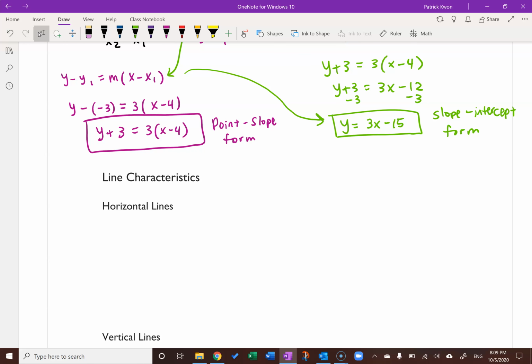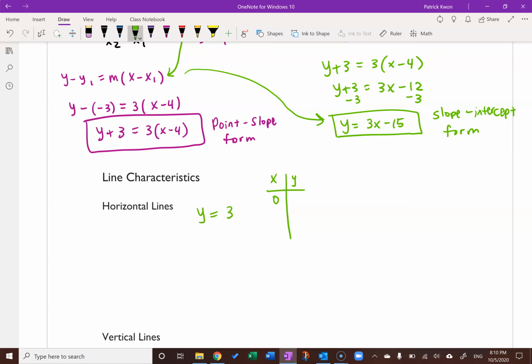All right, now let's talk about some line characteristics. We have some different variations of types of lines, and one of those types of lines is a horizontal line, which we saw in a previous example. Let me give you another example of a horizontal line, like for example, y equals 3. If I made an input-output table, what that means is no matter what input value I plug in, my output is always going to be 3.